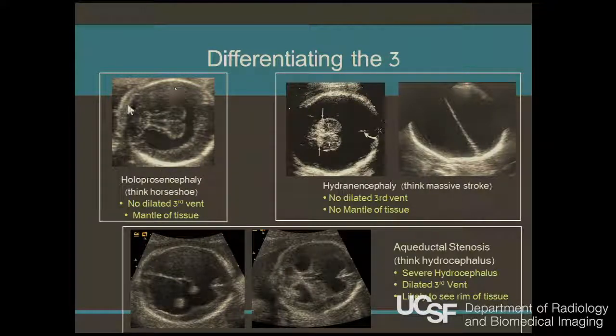Holoprosencephaly, you're going to think about this horseshoe-shaped monoventricle. That's usually the main thing you'll see. You've got the fused thalami. You could kind of imagine in hydranencephaly that this is a horseshoe-shaped monoventricle, but you don't really see any brain parenchyma. This is basically just like massive infarcted tissue. I like to think of it as a massive stroke bilaterally. And then with hydrocephalus, it's going to look like hydrocephalus.